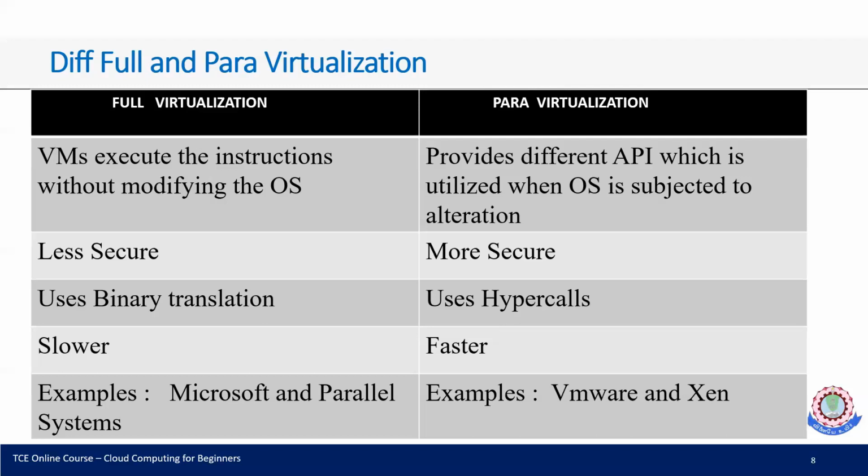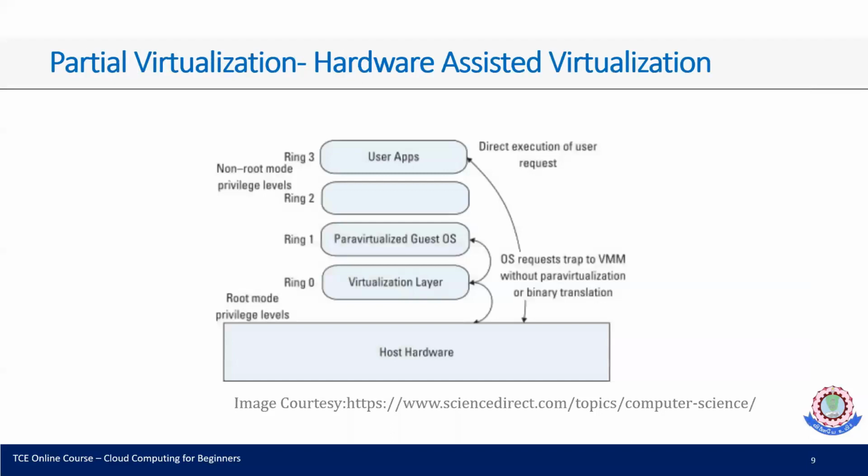Next comes partial virtualization. This is otherwise called hardware assisted virtualization. Here also we have 4 rings, which are termed protection rings. Hardware is called partial virtualization as well. Here ring 3 is used for user apps, ring 0 is used for the guest OS, and ring 2 and ring 1 are almost rarely used. Ring 1 is the partially virtualized guest OS. Then we will have the host hardware.